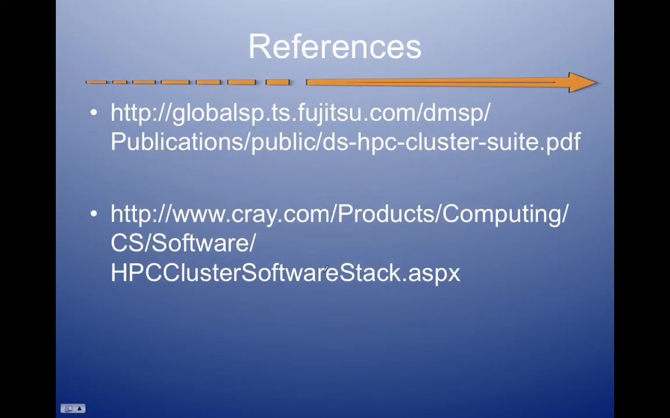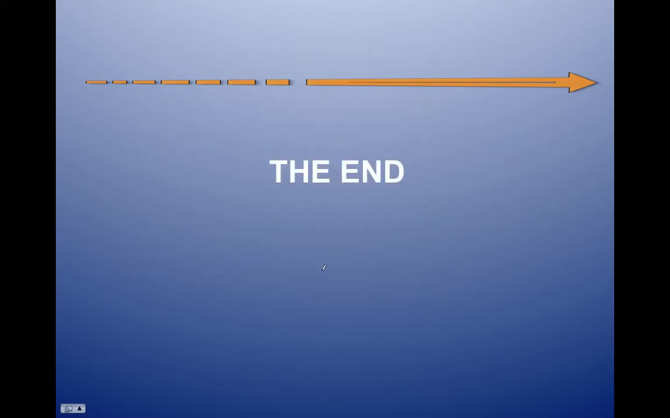References with two examples of stacks, and see you in the course.